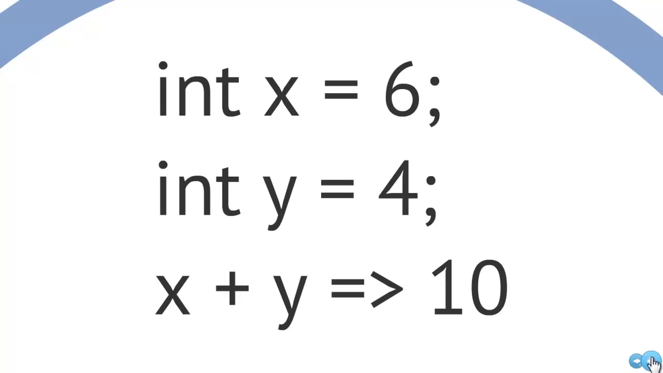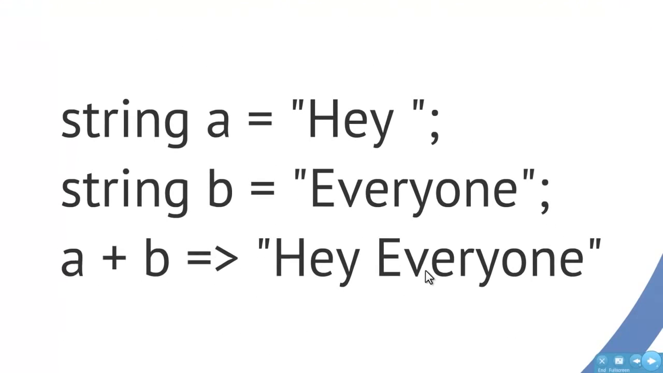Let's take a look at another example. Here we have two string variables, a and b. So the first string variable we have, a, has this particular string hey, and the string b here has the string everyone. So if we were to see a plus b, we know that in this particular case, since we're dealing with strings, this plus operator here is actually performing concatenation. So because our arguments here are different, this takes on a different meaning.